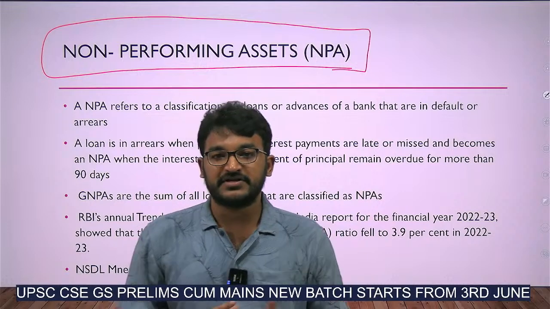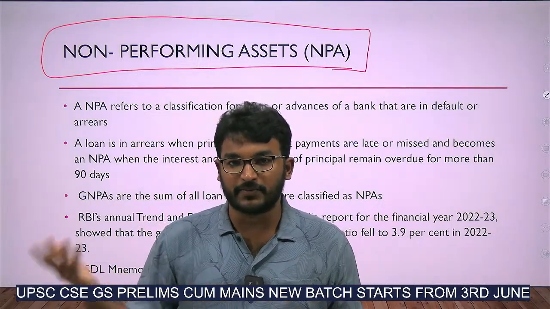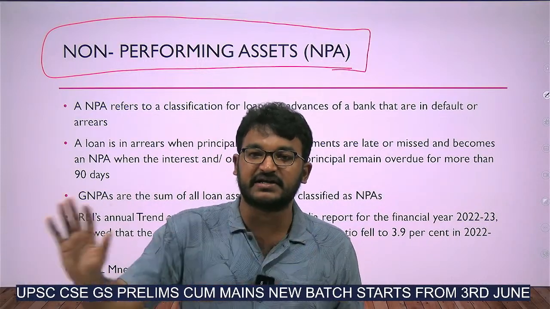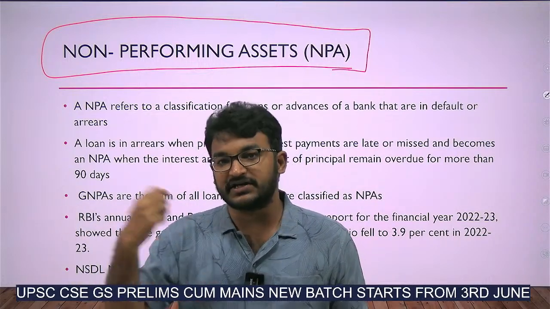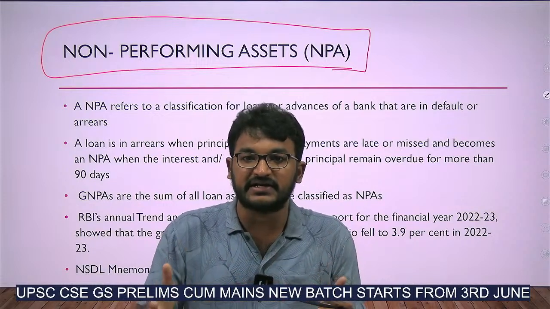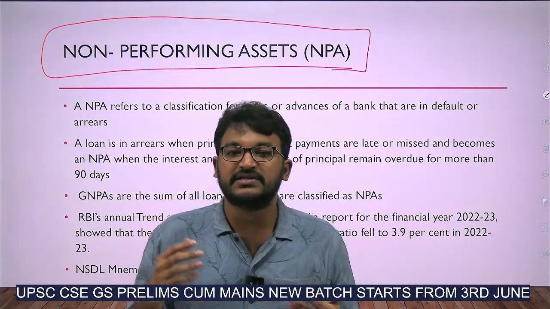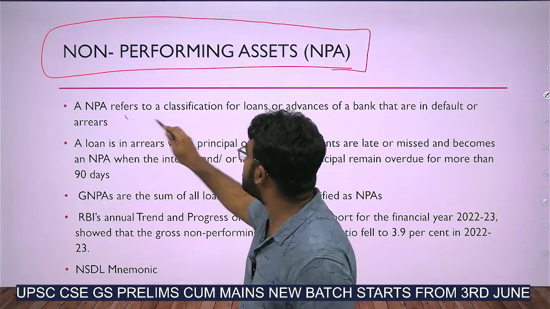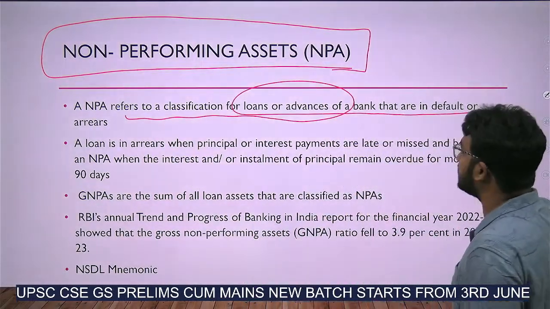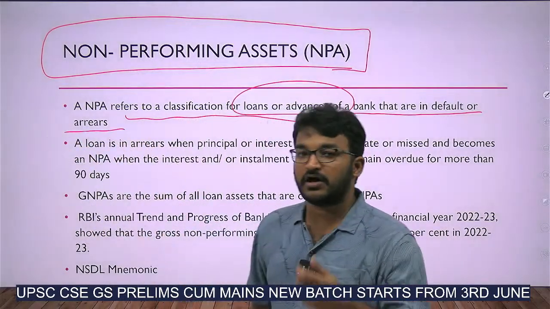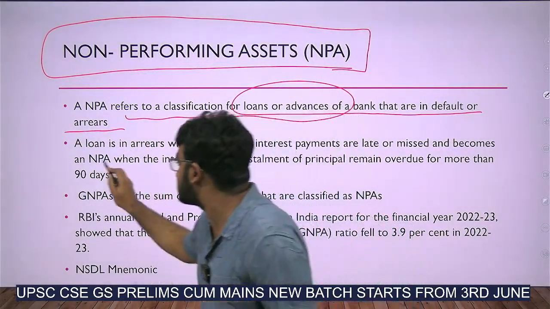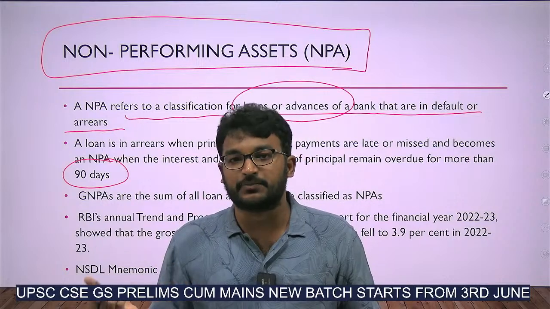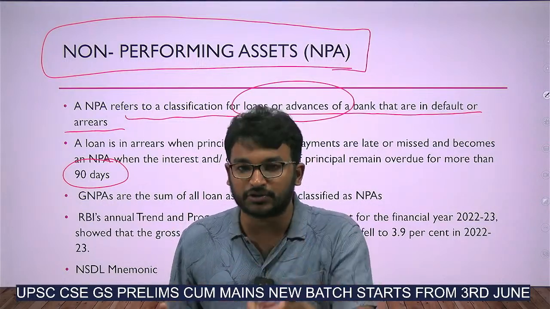Yes. Means, for example, I had taken a loan from a bank, say SBI. But for continuously 90 days, I am not paying either the principal or the interest. Means for 90 days I am not paying both principal and interest, then my loan account will be turning into an NPA, non-performing asset. Okay. NPA refers to a classification for loans or advances of a bank that are in default or arrears. What is the number of days? It is 90 days. If we are not paying either the interest or the principal amount for 90 days, our account will turn into an NPA.